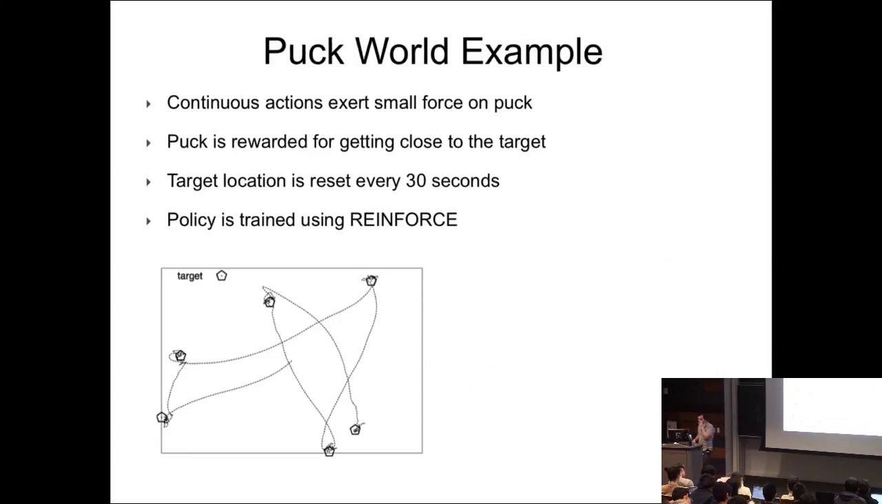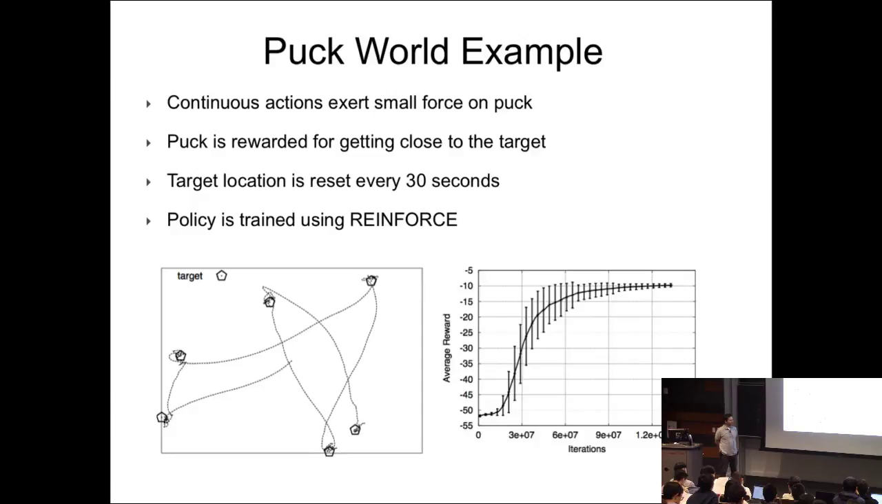So that's the way to think about this. Here's another example of a setting. You have continuous actions. You want to apply a small force on a small puck. The puck is rewarded for getting close to the target. So the closer you are to the target, the more reward you get. And the target location is reset every 30 seconds. And this is the policy that's trained using reinforce. It's exactly the same thing. You just run it forward, and this is what it looks like. And this is the average reward, and your reward improves.